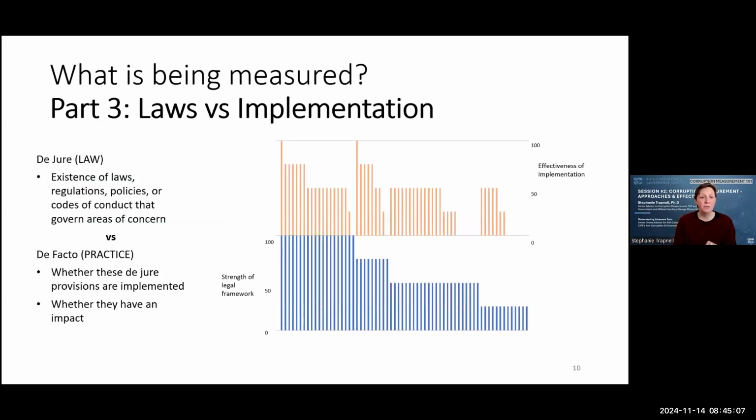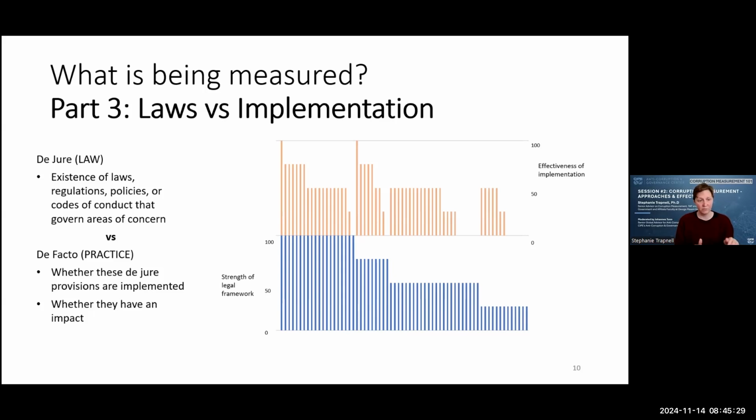And part 3 of what is being measured is laws versus implementation. And this has been an issue from the very beginning, especially in the 1990s and the early 2000s, when corruption measurement was blooming. A lot of people were not clear about the fact that they were measuring laws, and that is not actually a measure of what's happening in practice.